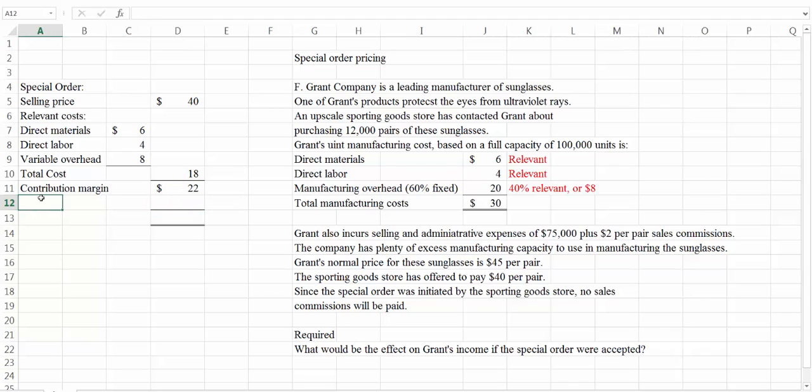Okay? Alright, none of our fixed costs are going to go up because remember, fixed costs by definition stay the same when your activity changes. And they also tell us that the $2 per pair of sales commissions is not going to be paid. So those are all of the things we need to take a look at. We're going to multiply this by the number of units that we're going to sell, which is 12,000 in this special order. And that's going to give us our increase in income. So our increase in income is going to be equal to the 22 times 12,000, or $264,000. And that's the answer to our question.